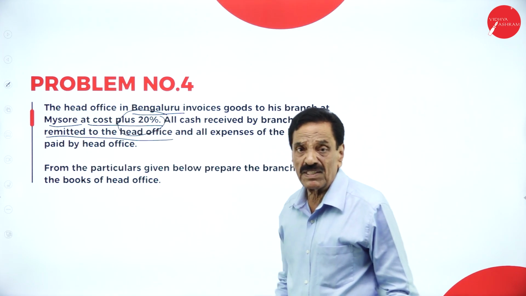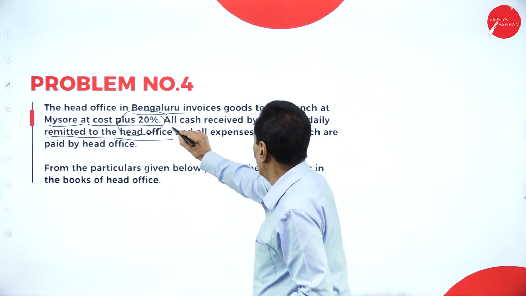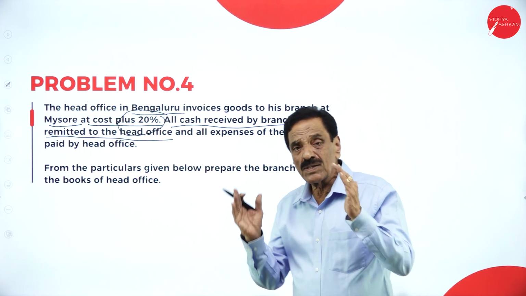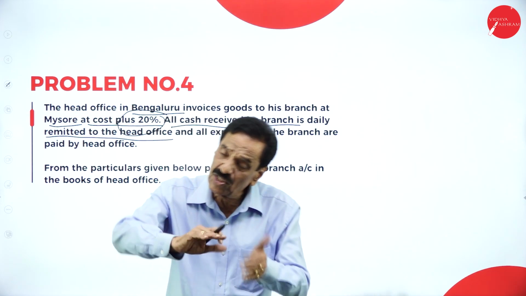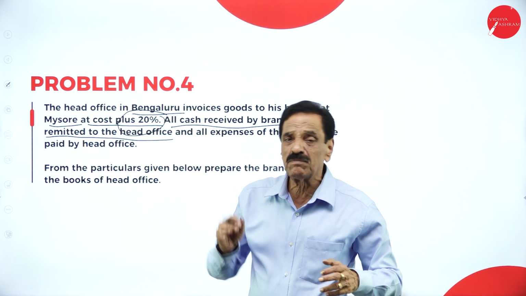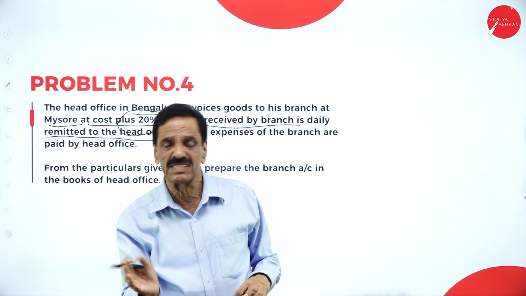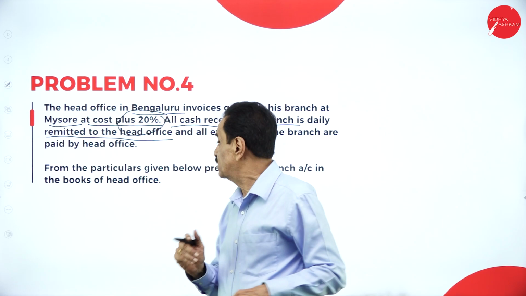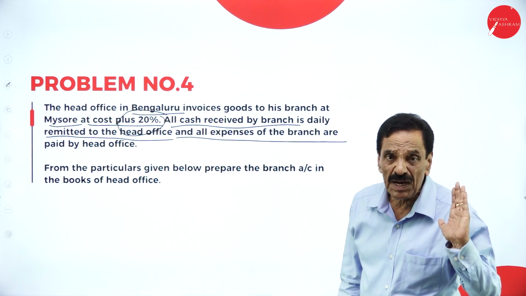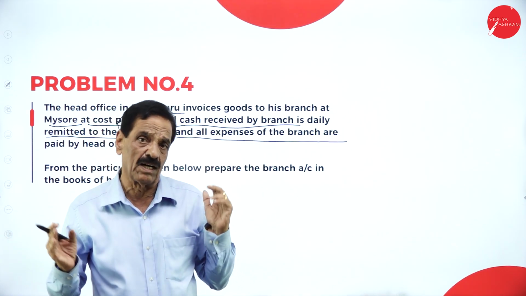So there is a head office in Bangalore, having a branch in Mysuru. Here, all cash received by the branch daily should be remitted to head office. Whatever amount is received daily should be remitted to head office. They can't retain the cash. This is a transaction between the head office and the branch. And all the expenses of the branch are paid by the head office only. Whatever expenditure the branch has to make is paid by the head office.